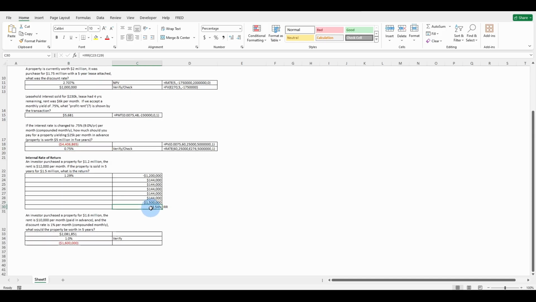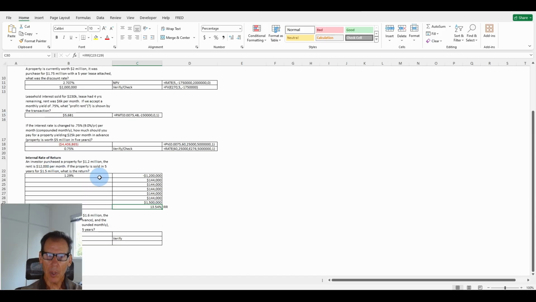Internal rate of return. That just gives us, based on the cash flows here, an investor purchased a property for $1.2 million. The rent is 12 grand per month. The property is sold in 5 years for $1.5 million. What is the return? Well, you can see they bought it for one negative 1.2 million, you sold it for 1.5 million, and here are your monthly cash flows, which make absolutely no sense, but just go with it. They're not taking into account any inflation. But here's your internal rate of return.